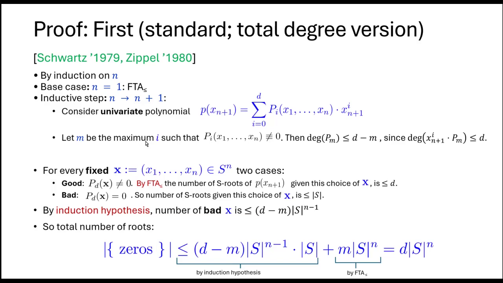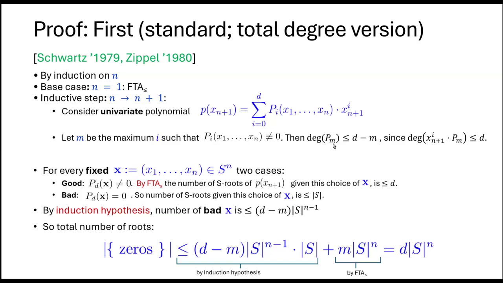Now let M be the maximum i such that p_i is not identically 0. We know it exists because P itself, our input polynomial, is non-zero. So we know that when we write our polynomial, there is one of the p_i that is non-zero.